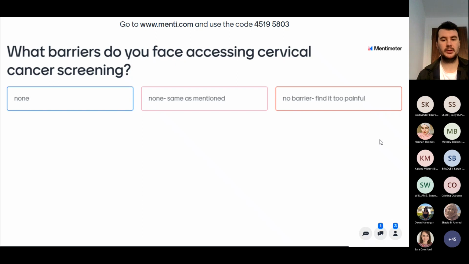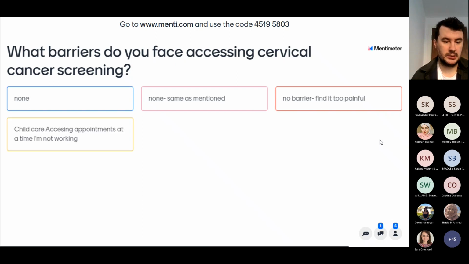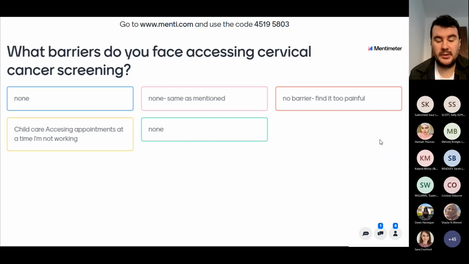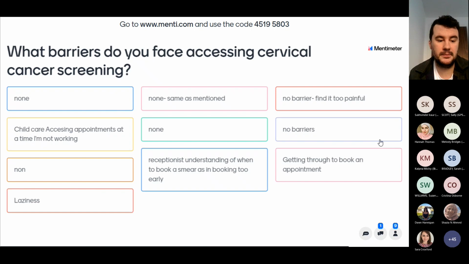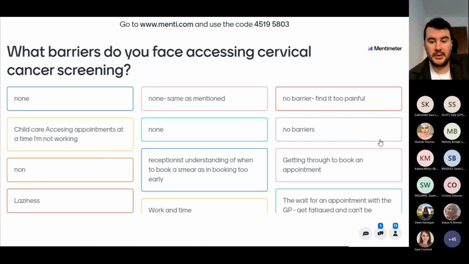A few people who don't face any barriers. Work getting in the way, time commitments. I think it's important to highlight that the cervical screening process is great, and some people saying that they don't have any barriers is brilliant. Not everyone will face barriers within cervical cancer screening, so it's good to see that some people are talking about not having barriers, which is good.